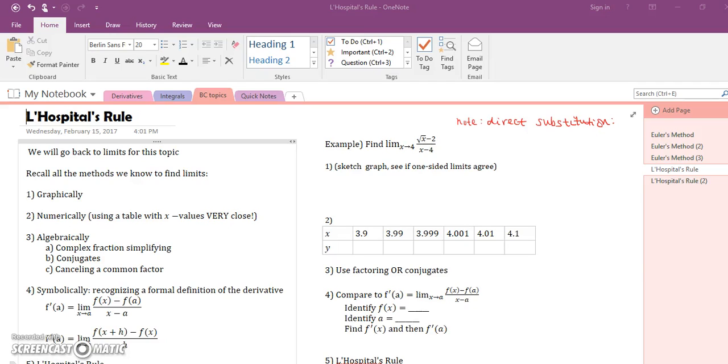Hi everybody, this is a video on L'Hopital's rule. Now make sure you pronounce it right. You don't pronounce the S in it. It's not hospital's rule. L'Hopital.